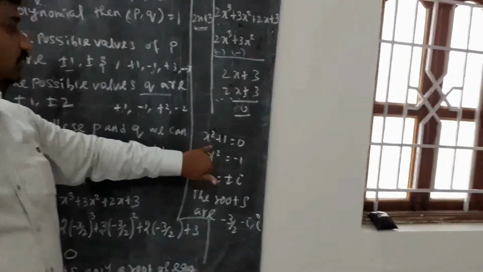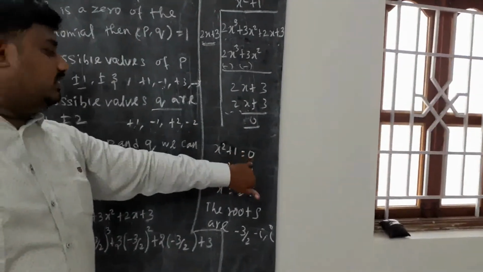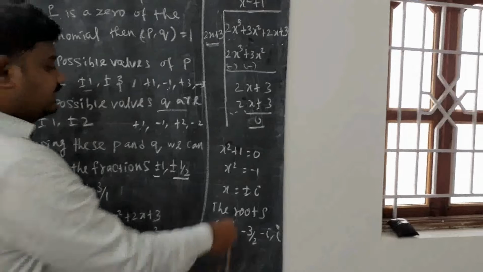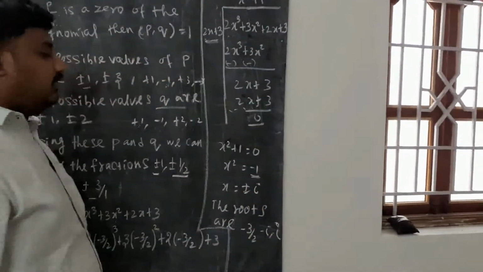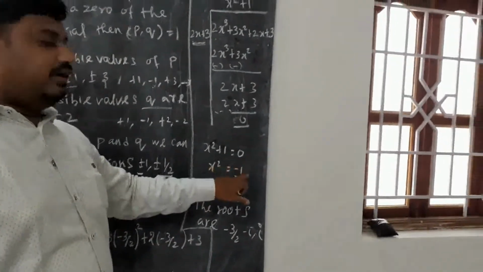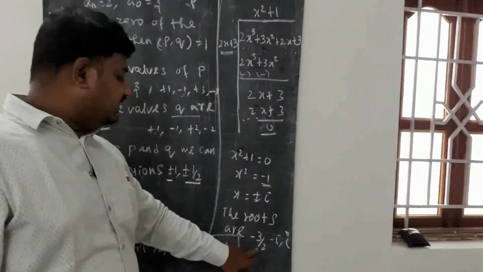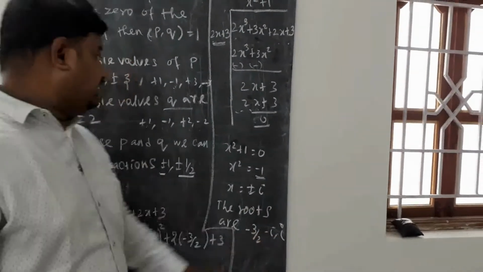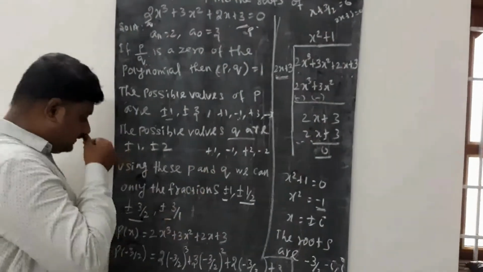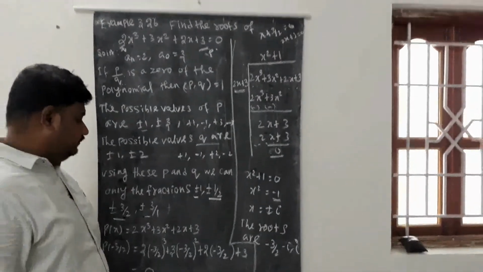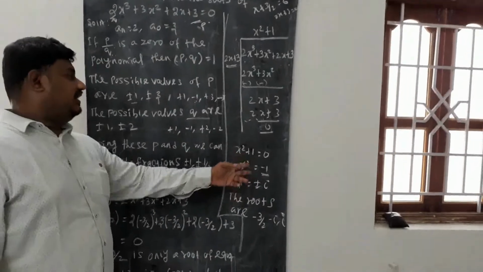You can equate it to 0. The factor x square plus 1 is equal to 0. It's a quadratic equation. You can write x square is equal to minus 1. You can write a complex number, so x is equal to square root of minus 1, x is equal to plus or minus i. Therefore the roots are minus 3 by 2, minus i, plus i. Here we find one rational root, minus 3 by 2, and the other two roots are imaginary roots.